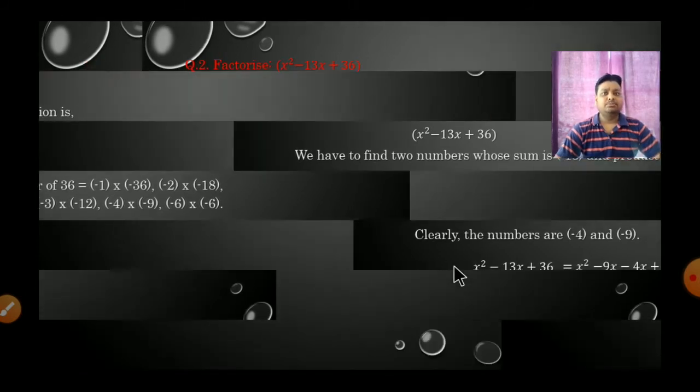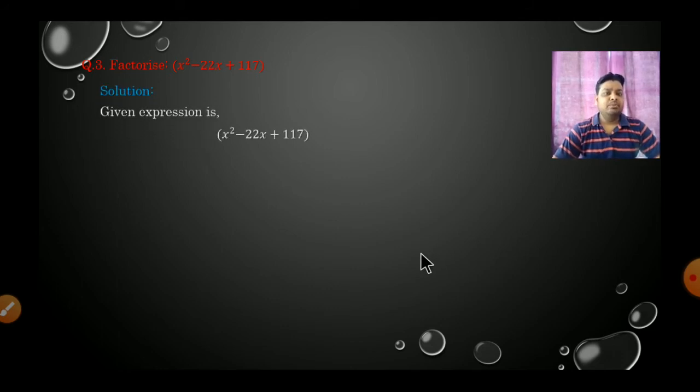Now, students, let's see another question: x square minus 22x plus 117. Again we will write the expression. Now we have to find the numbers whose sum will be minus 22 and product will be 117.